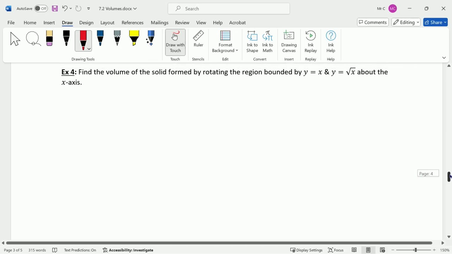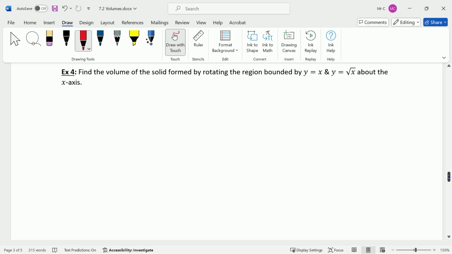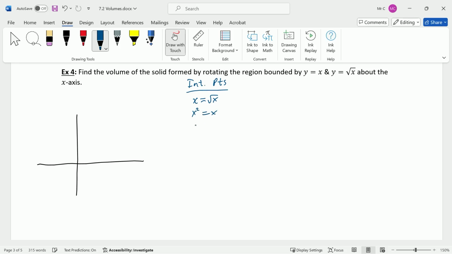Find the volume of the solid formed by rotating the region bounded by y equals x and y equals the square root of x about the x-axis. Now, as is usually the case, if I just have two curves, the first thing I want to find is intersection points between them. So I set y equals x and y equals the square root of x to be equal, so x equals the square root of x. And if I square both sides, I get x squared equals x. So x squared minus x equals 0. Factor and solve. So I get x equals 0 and x equals 1.